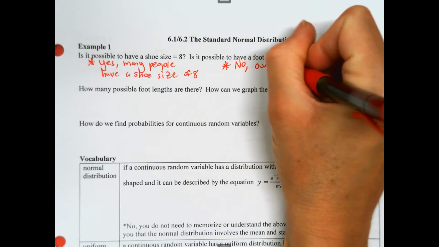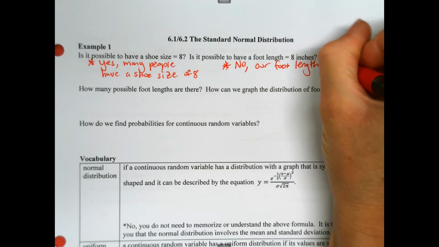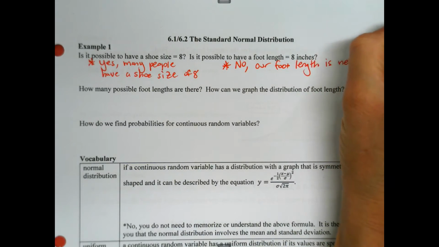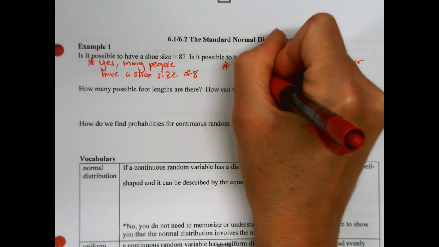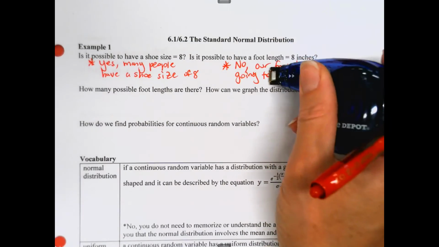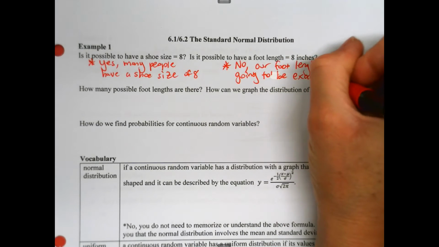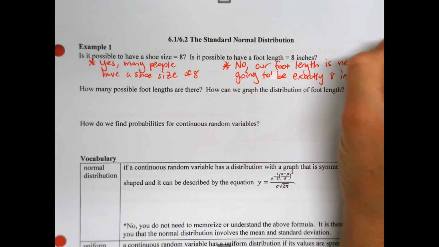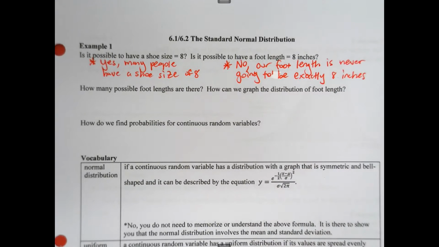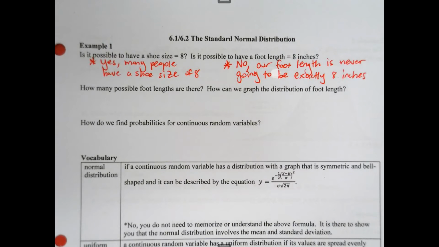Our foot length is never going to be exactly 8 inches. We could take a microscope and we could zoom in, and we're going to find that our foot length is not exactly 8 inches.